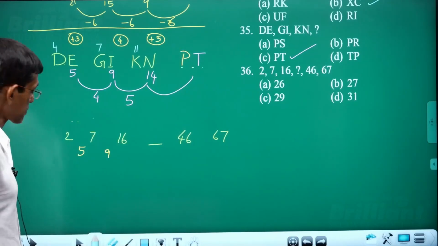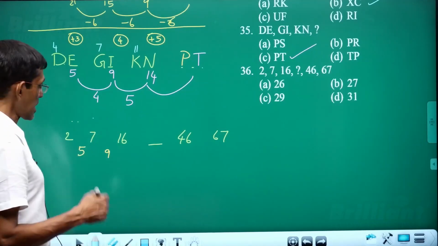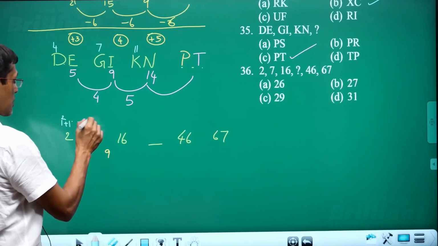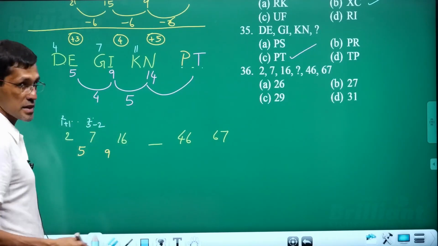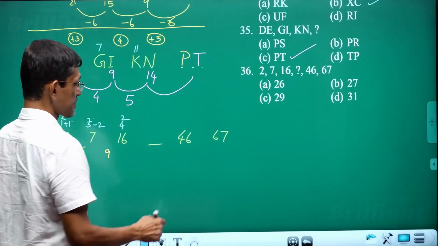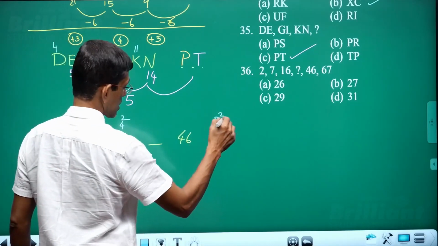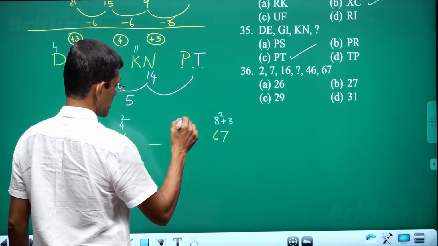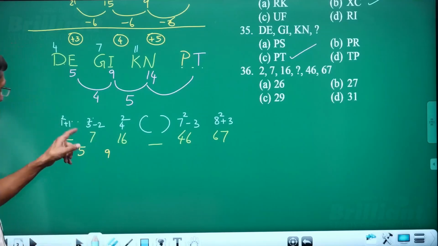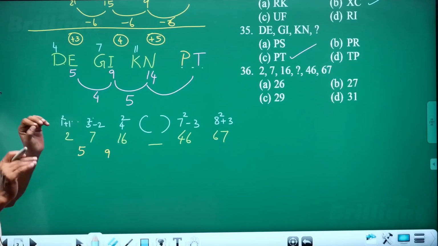How about squares? Well, what is 2? 1 square plus 1. What is 7? 3 square minus 2. And 16 is what? 4 square. 46 is 7 square minus 3. And 67 is 8 square plus 3. So 1 square plus 1, 3 square minus 2, 4 square plus 0, that is 16, so 4 square itself.